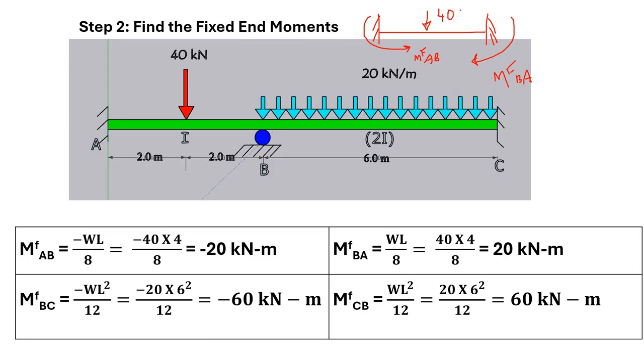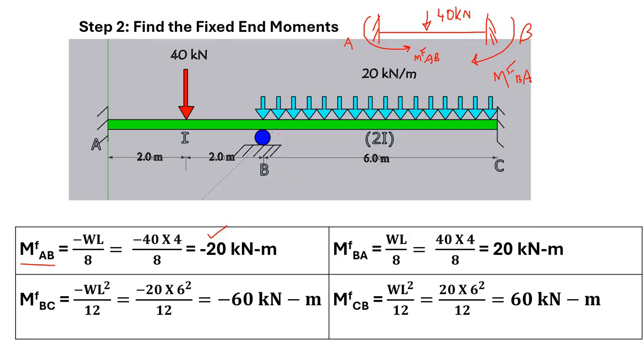You understand? So for this span there is a load at the center which is 40 kilonewton. Based upon this 40 kilonewton, you can evaluate that the fixed end moment AB is minus WL by 8, and the length is 4, load is 40, and the direction of the fixed end moment is anticlockwise, so it is minus 20. For M of BA, the fixed end moment from B to A, it will be WL by 8, the same thing, because the loading is symmetric. So you will get 20 kilonewton meter.